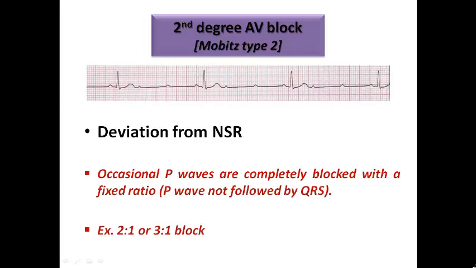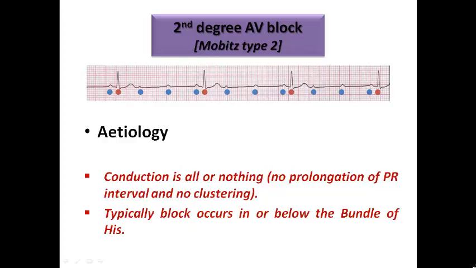So here, for example, in this ECG, we can find that we have a P and a complex, but then you have 2 P waves without a complex, and then we have a P with a following complex, and then 2 P waves without a complex, and then this repeats again. So for example, here we can have 3 to 1 AV block. So occasional P waves are completely blocked with a fixed ratio. This is called second degree Mobitz type 2.